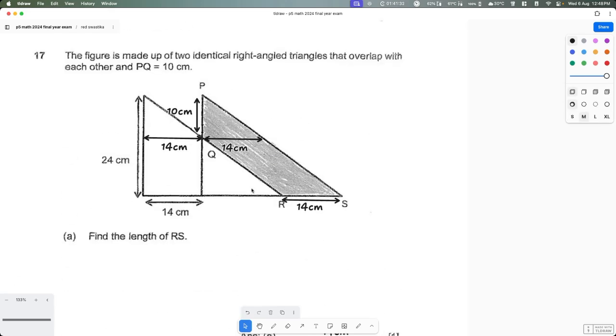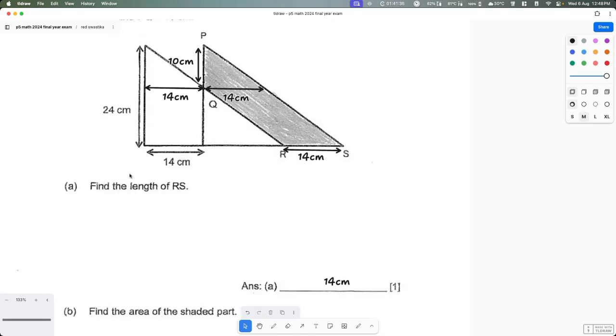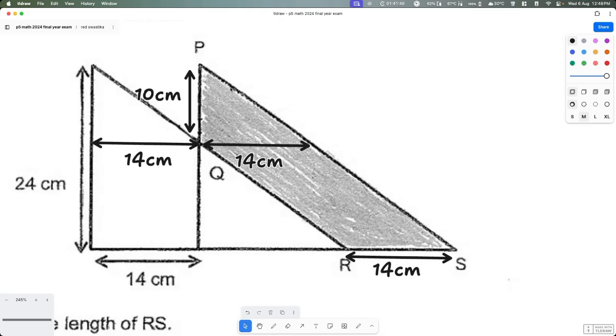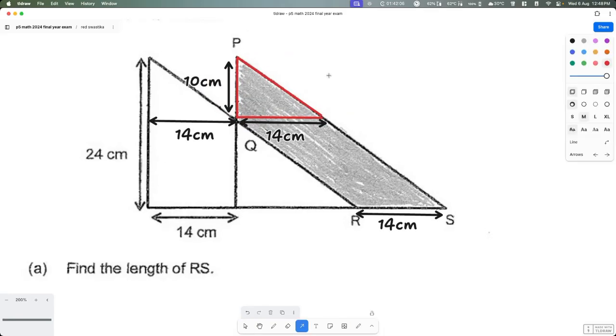Okay. All right, so let's move on to part B. Find the area of the shaded part. Okay, so I think you can see we have one triangle over here, right? So I'm going to quickly draw this triangle. So you see I have a red triangle as what you see over here. It's pretty straightforward because in this case, this is a right angle triangle as well, right? Then we can form another triangle.